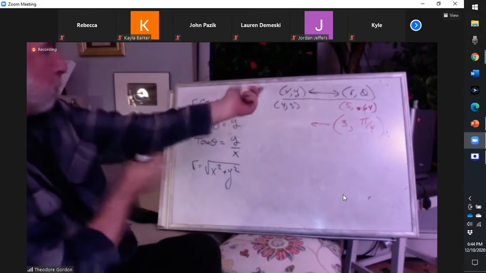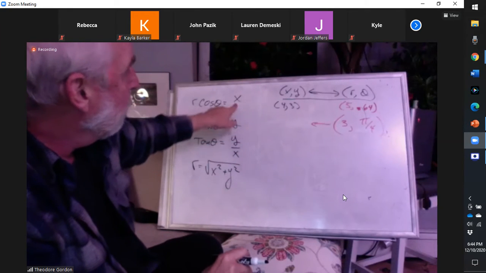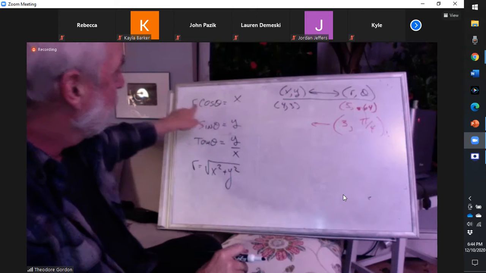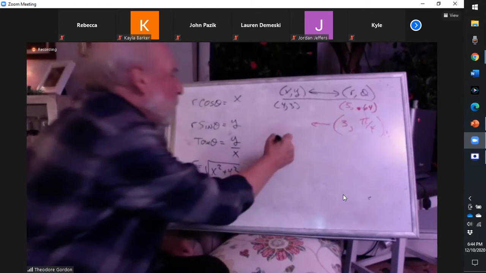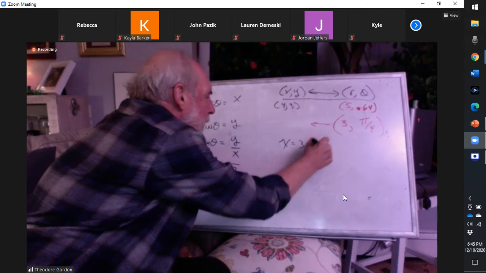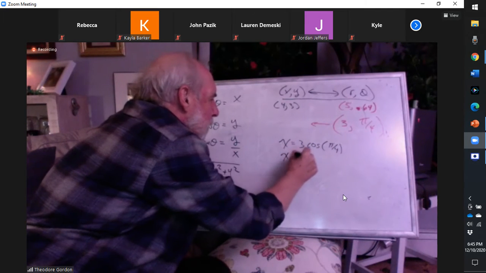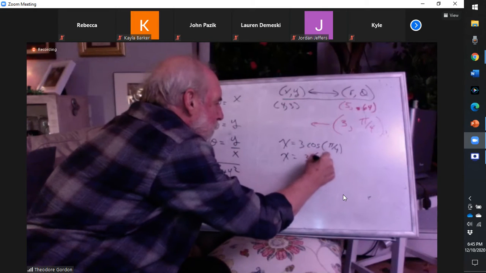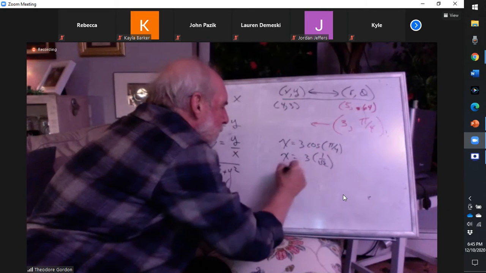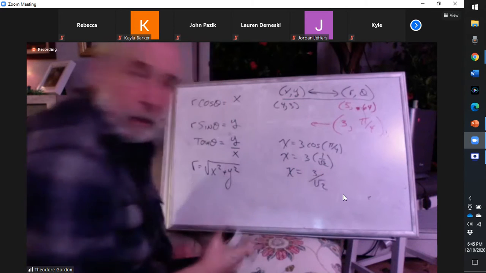Okay, so this is pretty straightforward. In order to figure out the x value, we just put r and cosine here. So our x is going to equal 3 times cosine of pi over 4. So x is going to equal 3 times 1 over the square root of 2. And so our x value is 3 over the square root of 2. Done.